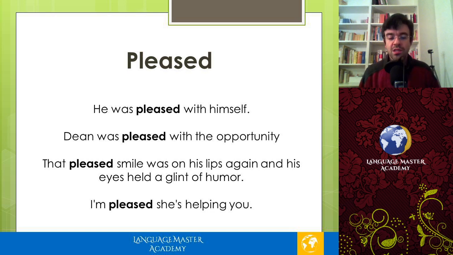Second example sentence. Dean was pleased with the opportunity. He was really happy for that. He was pleased with that opportunity. So Dean had the opportunity to make a great career with his job, and he's really happy for that, and he's pleased again for himself, more or less. But there's an opportunity that makes me pleased, okay?